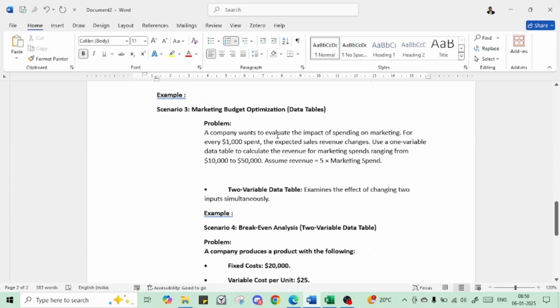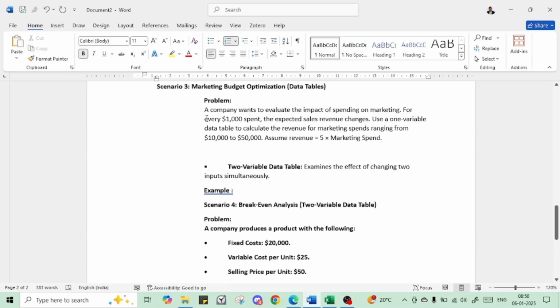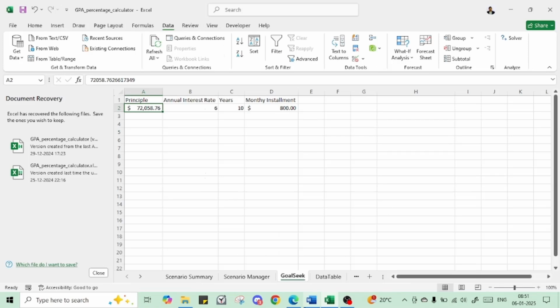So let's consider a question. This is a problem we are going to solve. A company wants to evaluate the impact of spending on marketing. For every $1,000 spent, the expected sales revenue changes. Using a one variable data table, calculate the revenue for marketing spends ranging from $10,000 to $50,000, assuming revenue is equal to 5 times the marketing spend. This is what the question is. So let's get to the Excel data table.